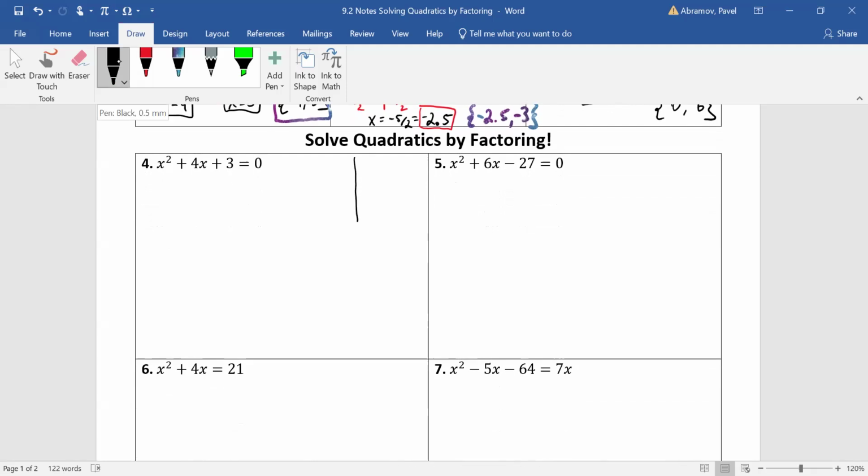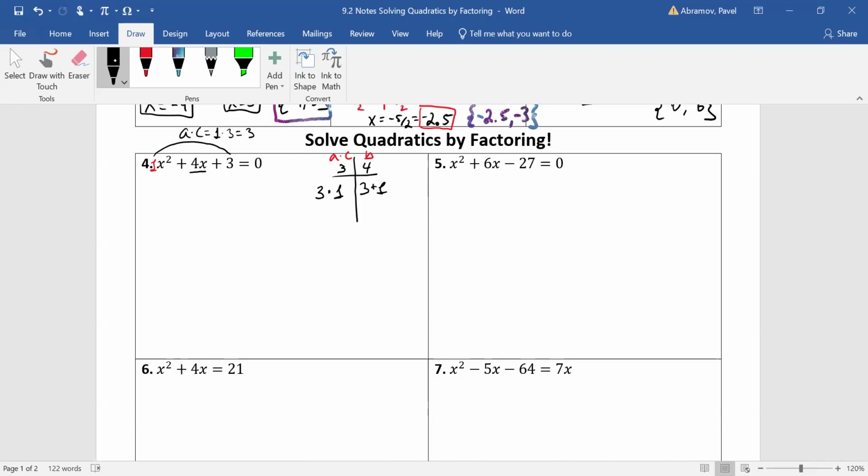Therefore, we will have to make a t-chart. Most of you probably will make a t-chart where you multiply a times c, and then we have b. So remember that your a is 1, so we multiply a times c, which would be 1 times 3, which is equal to 3. So we need to find numbers that multiply to 3 and add to the middle number, which is your b, which is 4. Okay, so these numbers would be 3 and 1. So you have 3 plus 1.